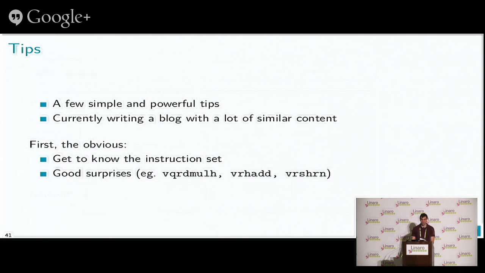The first one, VQRDMULH, is a vector saturating, rounding, doubling, multiply, returning the high part. I'm not expecting you to understand what it does, but what I want to say is that if your application needs exactly this, you can imagine you get a very, very nice speedup by using a very specialized instruction like this, instead of doing it in several, 4 or 5, different instructions. I've included a few other examples. The last one, for example, is a rounding shift right and narrow, and you have loads of these.